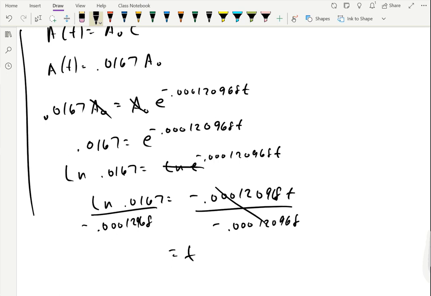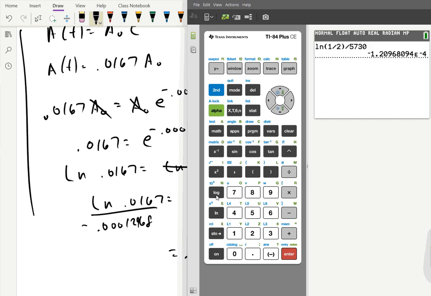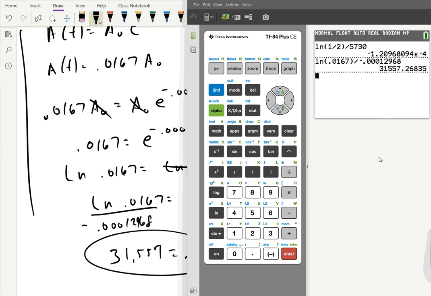And again, that's going to be something in the calculator. Same format. We got natural log, in this case 0.0167, because that's 1.67%, divided by my growth rate. That was negative 0.00012968. So approximately 31,557 years ago.